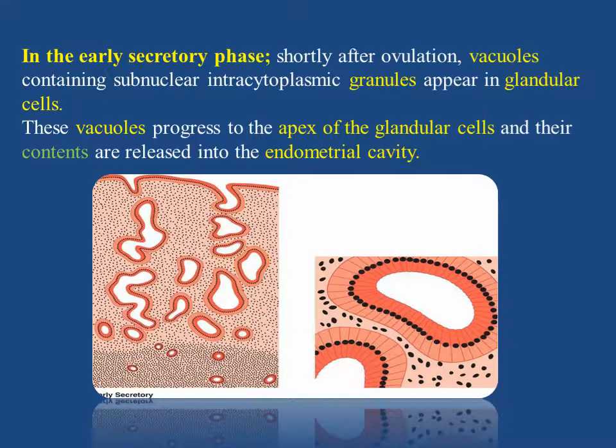This is the early secretory phase, shortly after ovulation. There will be vacuoles with subnuclear intracytoplasmic granules appearing in the glandular cells. These vacuoles progress to the apex of the cells and the contents are released into the endometrial cavity.